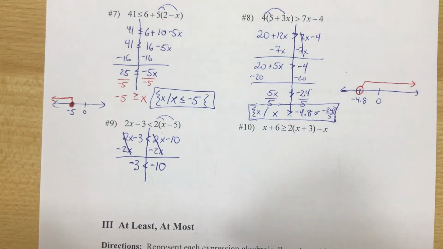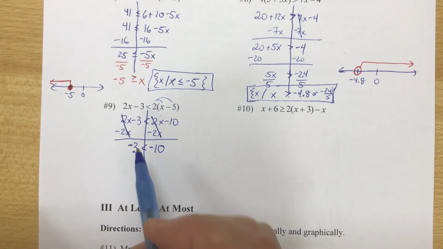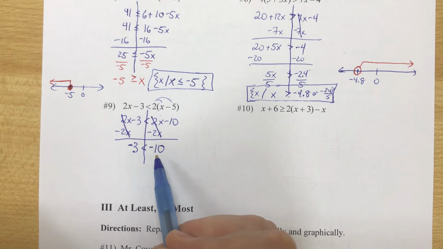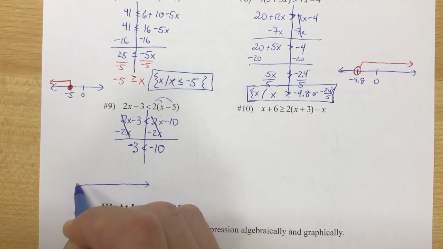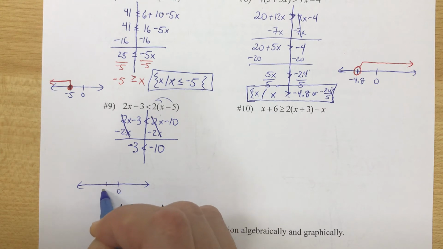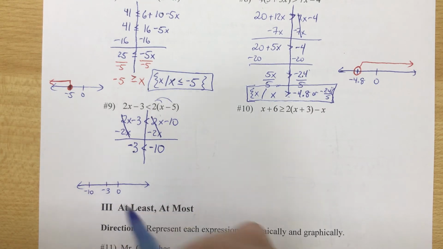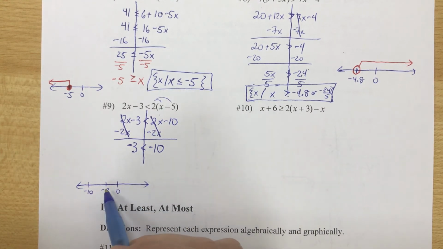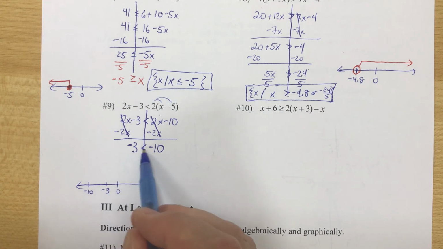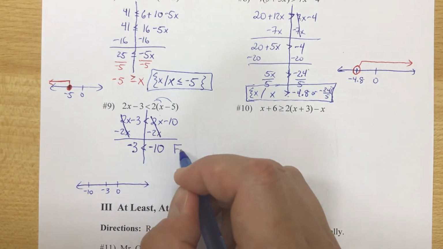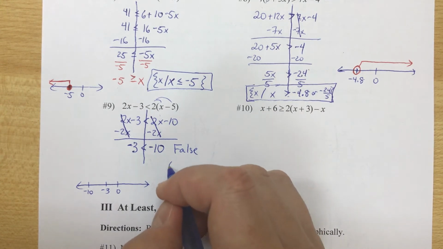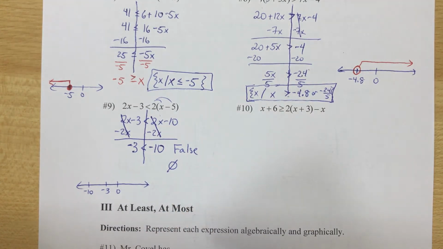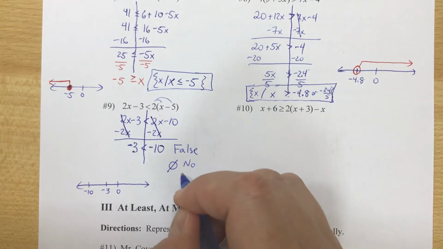So this is going to be a special case. Negative 3 is less than negative 10. Is that true or false? Well, on a number line, here's -3, here's -10. -3 is bigger than -10. That is not less than, that is a false statement. So what do we do in a false statement? Remember, with an equation, we said there's no solution to that.